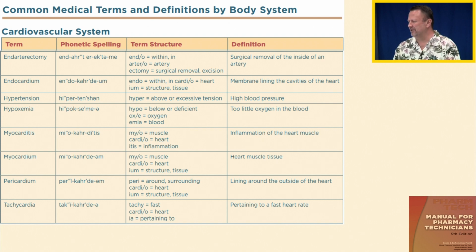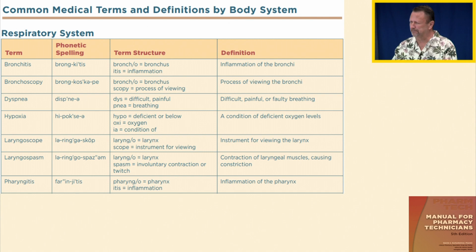Myocarditis is inflammation of the heart muscle. Myocardium is the heart muscle. Pericardium is that lining on the outside of the heart. Tachycardia is a fast heart rate.